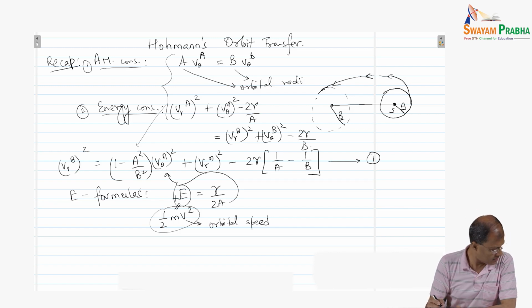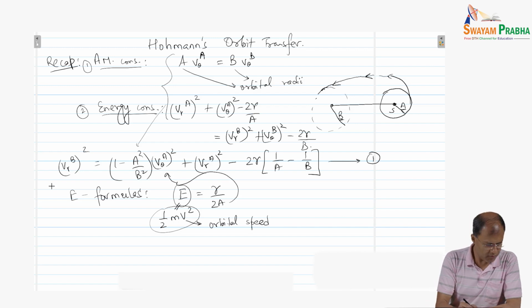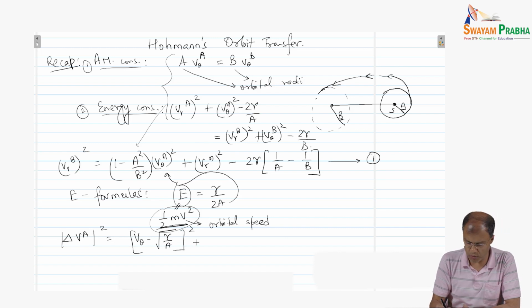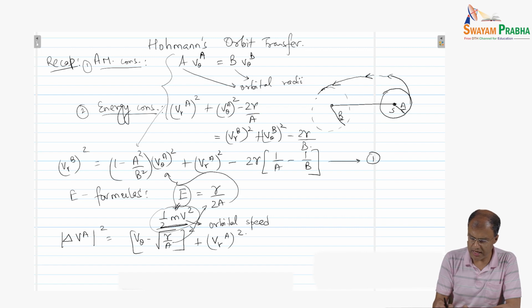So from 1 I get the following. Remember this is the orbital speed, so my delta VA, the change in the speed at the time of liftoff, delta VA square is equal to (V theta minus square root of gamma by A) to the power 2 plus VR A square to the power 2. This quantity is coming from the E formula.